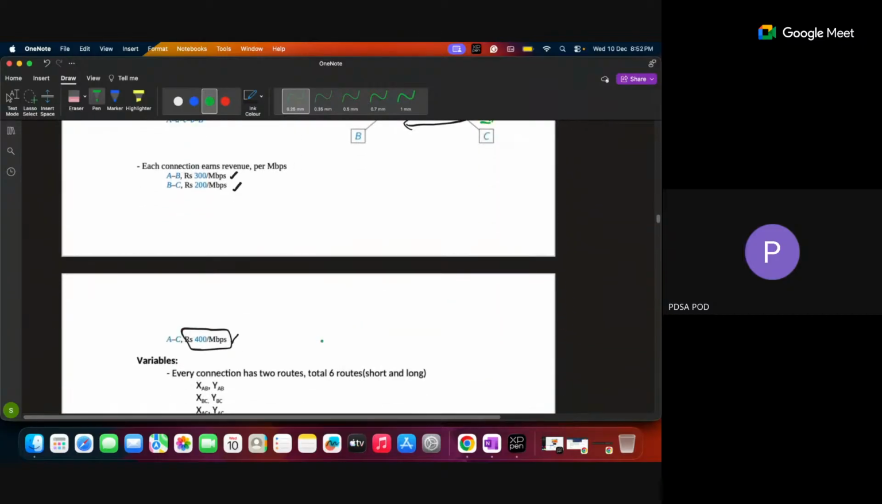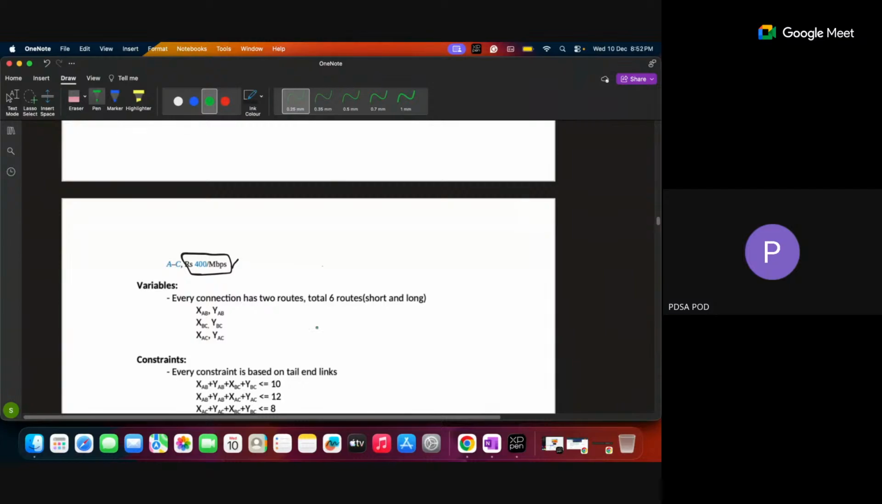Now, the variables. As you know, every connection has two routes. The route X is the direct route, A to B, and another route is the indirect path. Similarly, B to C has a direct path and an indirect path. That's okay.